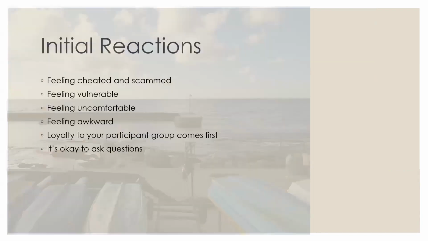So, initial reactions. When you enter the field, you'll definitely have a culture shock, even if you're studying your own, because you are really trying to shed off all the preconceived notions that you have and start anew. You will feel a culture shock. The first days are definitely hard, but at the end of it, researchers generally have a positive experience out of doing participant observation, generally. And most people are happy with their decision to use this method.